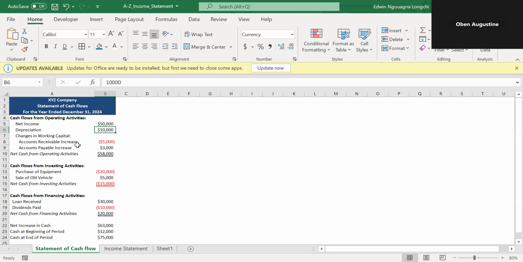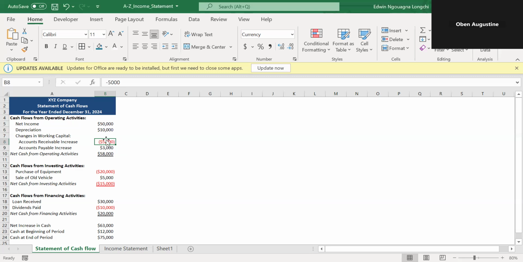All right. So, changes in working capital: accounts receivable increase. In accounting, accounts receivable is money that people owe you. So where will you get this one? You get it from your debtors book. They call it accounts receivable. That means you have given out something and somebody is owing you money, but the money has not yet come in. So it's still out, right? That's why it's negative.